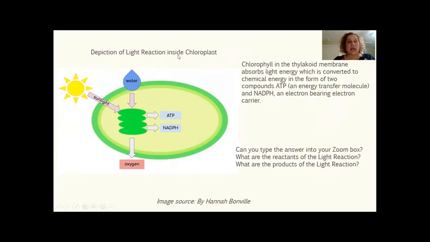Now, if we're looking at the diagram here, can you please tell me by typing into the chat box, what are the reactants of the light reaction and what are the products? Remember, reactants are any components that go into a reaction. The products are anything that is produced and goes out. So look at the arrows here and tell me which ones are going into the process of photosynthesis and which ones are going out.